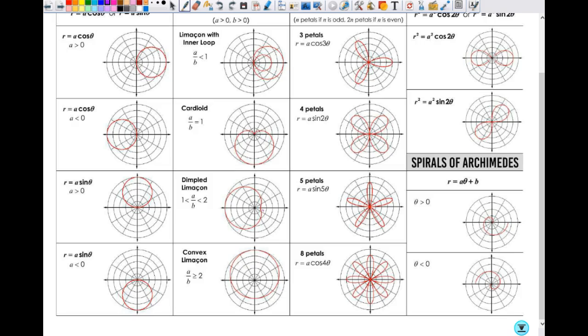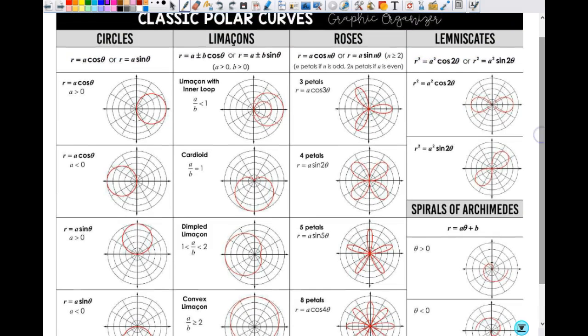Then we have the roses, okay, and the roses can have different numbers of petals. So if you see, this is cosine 3 theta, and we have 3 petals; 2 theta, and we have 4; 5 theta, and we have 5; 4 theta, and we have 8. So if it's an odd number, whatever that number is before theta, that's how many petals you have. If it's an even number, you have 2 times that many petals. Okay, it's just the way that that works.